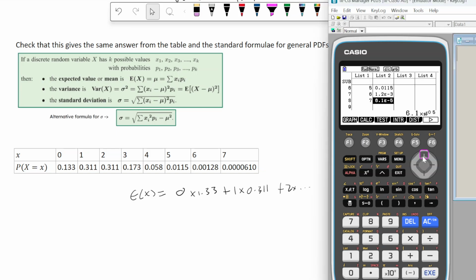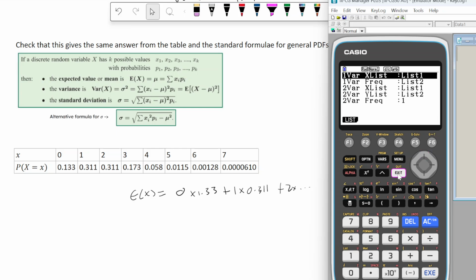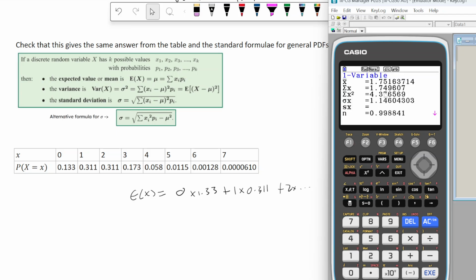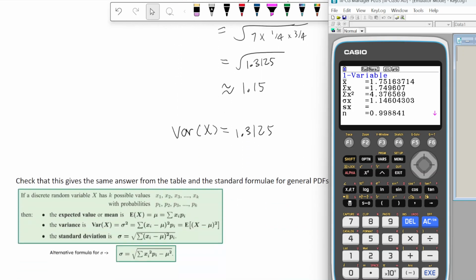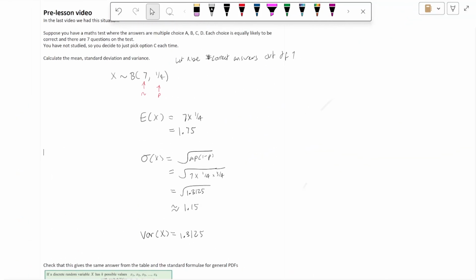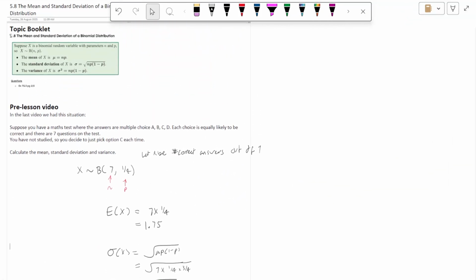All right, so I've just gone and entered all that data in there, and we're going to go calc, make sure we've got a frequency list on list 2, and we're going to go 1-var. So 1.75 was the mean, standard deviation was 1.14. Obviously, the method up the top is a lot quicker, and that's the method you will be using to get this.